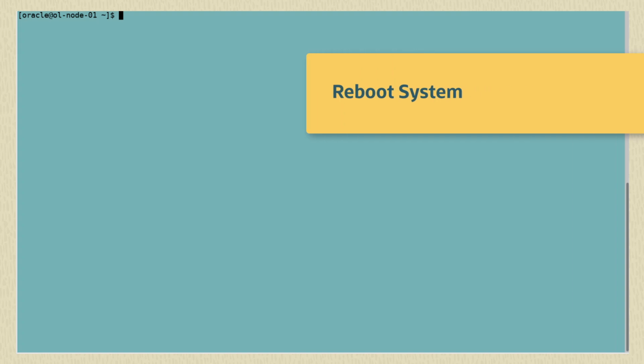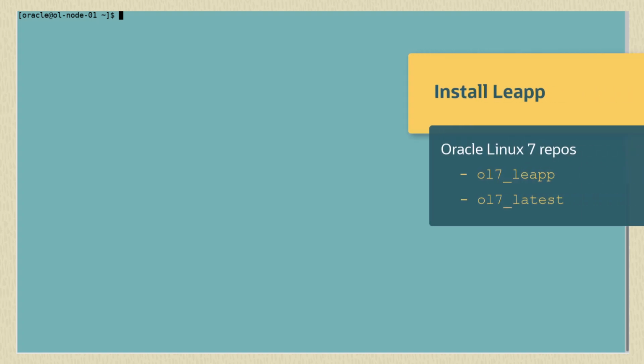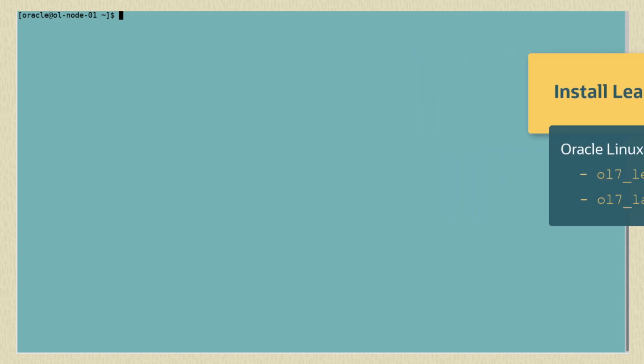With these checks completed, reboot the system. Remember, for a cloud instance, you can use the reboot button from the Cloud Console Instance Details page. With the reboot complete, return to a terminal command prompt or reconnect your SSH session back to the system. With our system up to date, we can now install the Leap utility for our current version of Oracle Linux 7 and ensure that the required repositories ol7_leap and ol7_latest are enabled.